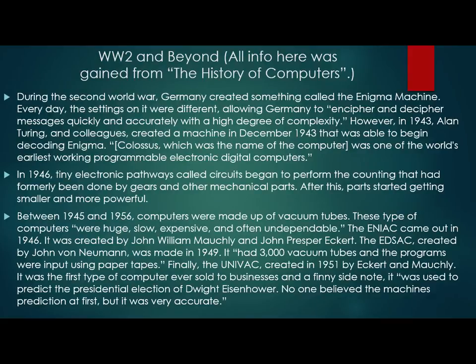The EDSAC, created by John von Neumann, was made in 1949. It had 3,000 vacuum tubes, and the programs were input using paper tapes. Finally, the UNIVAC, created in 1951 by Eckert and Mauchly. It was the first type of computer ever sold to businesses.